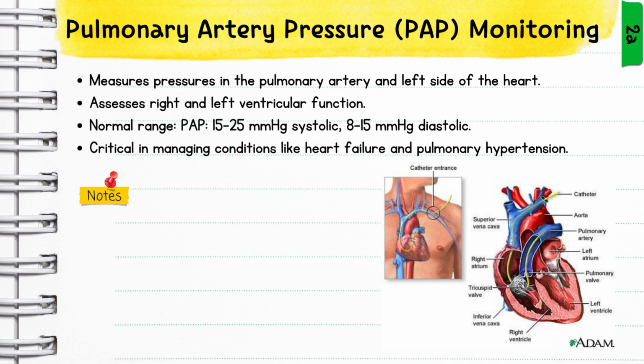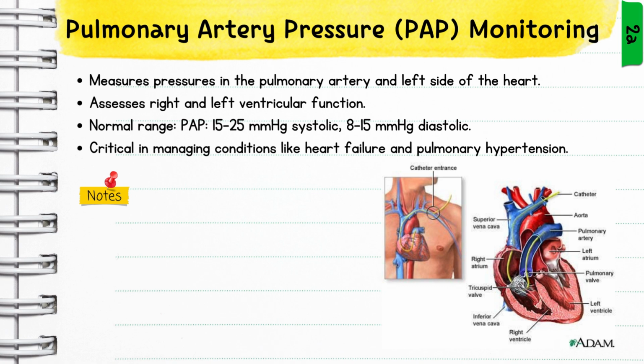So pulmonary artery pressure. Okay, so what is it? It is a critical tool for assessing both the right and the left ventricular function. So both right and left ventricles and how well they're pumping out, right? What it does is measure the pressures within the pulmonary artery, and that will give insights into how well the left side of the heart is functioning. The normal range for PAP is 15 to 25 systolic and 8 to 15 diastolic.